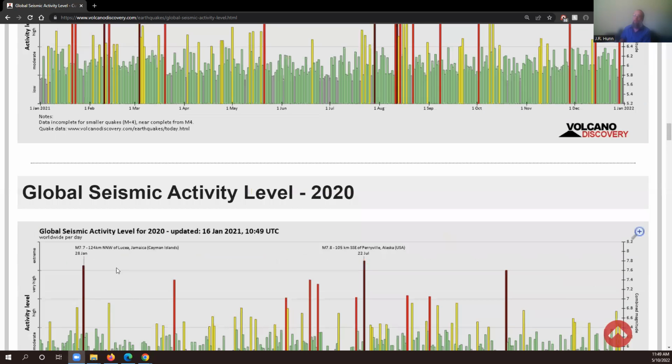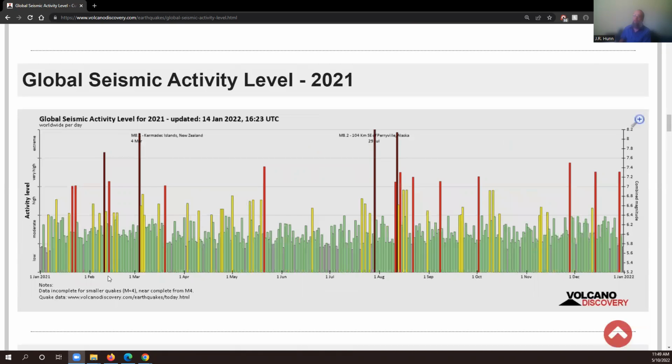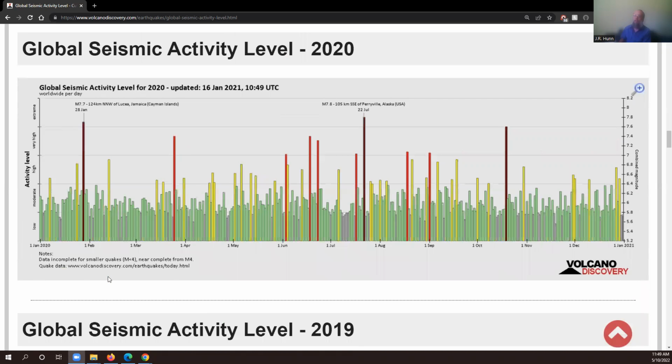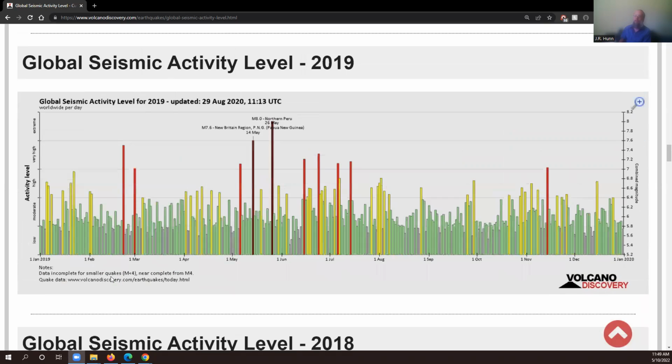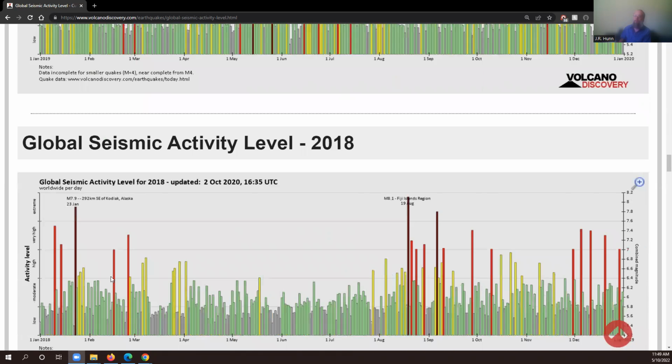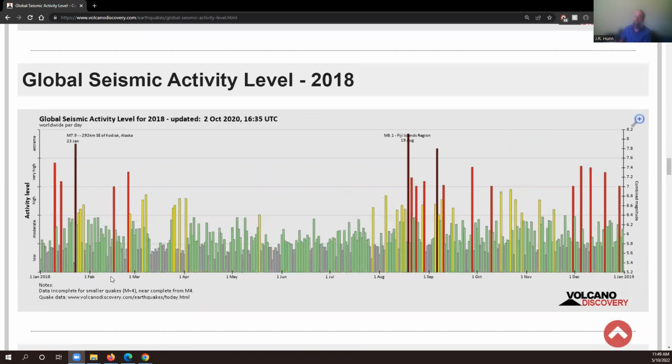One elevated in yellow. Here we've got a few yellow plus a red and a black. There's a yellow. Later in February, we have the red. Middle of February, a red, and then again, a week later, another red.